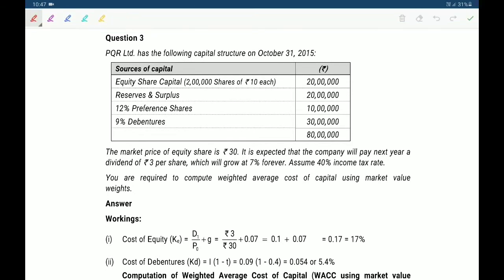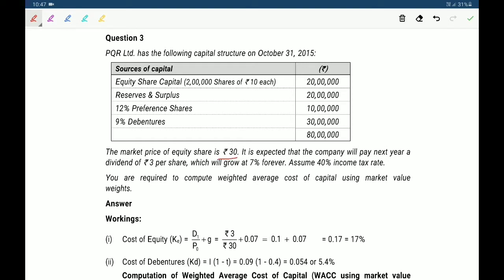Okay. Problem number 3. PQR Limited has the following capital structure on October 3, 2015. Sources of capital: equity share capital, 2 lakh shares of 10 rupees each, 20 lakhs; reserves and surplus, 20 lakhs; 12% preference shares; 9% debentures. The market price of the equity share is 30 rupees.